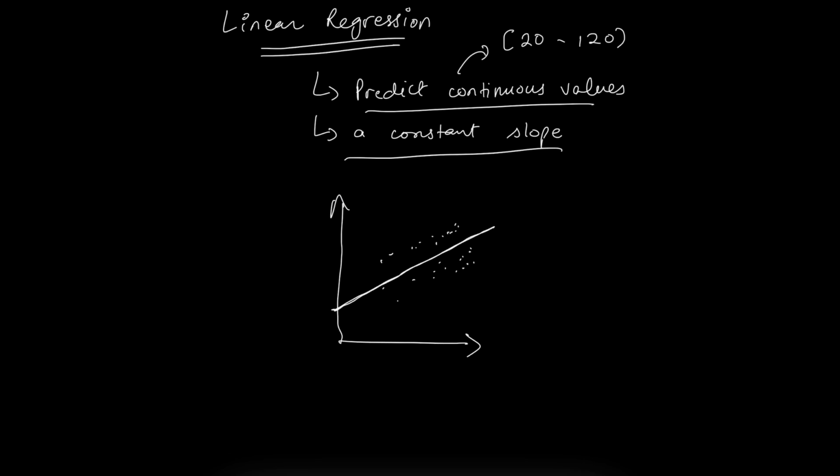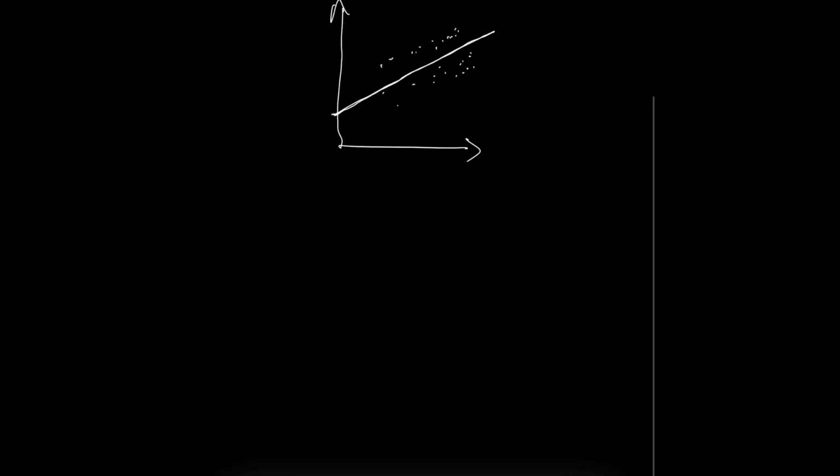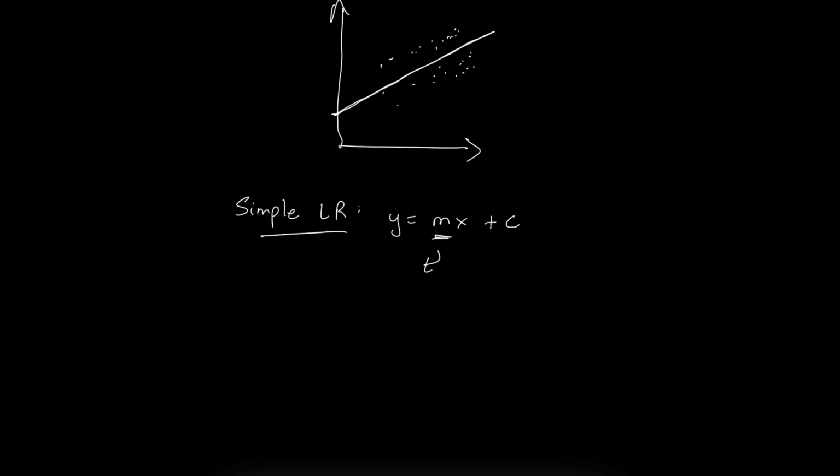Now let's go further into linear regression. We said linear regression, or at least simple linear regression, is defined by this function, which is y equals mx plus c, and you might have seen this in your calculus classes. Here m is basically the slope of the function and c is the constant bias of the function.